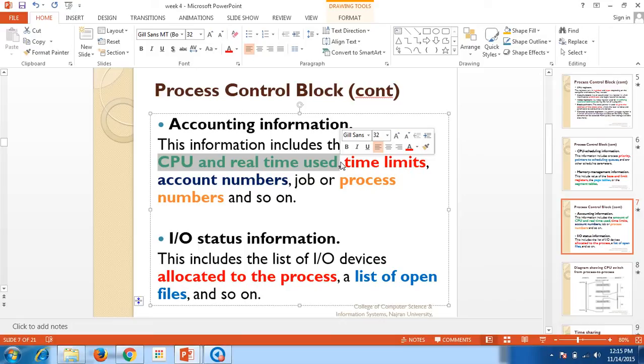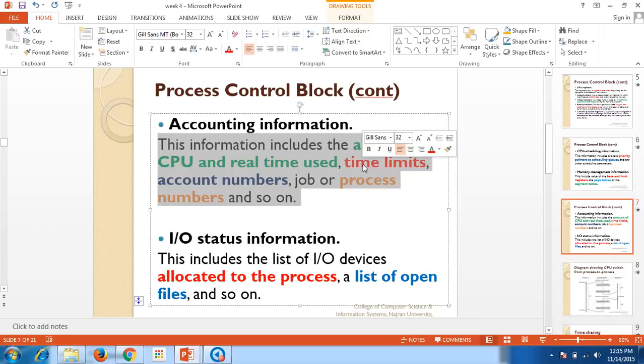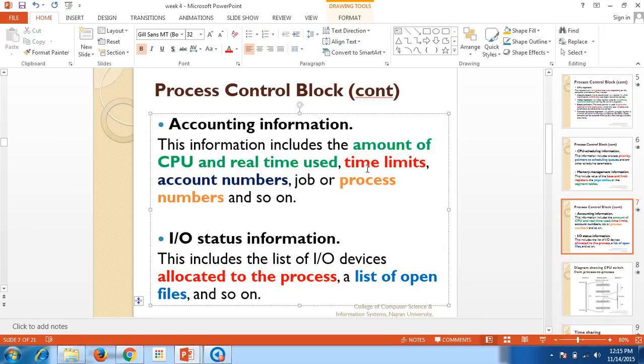Okay, and what was the actual time he stayed in memory, in waiting state, in ready state, or in running state? So this is total time. So what are the time limits? This information we need to store, account numbers. Okay, so all this information that is related to accounting, we will store, and this is called accounting information.